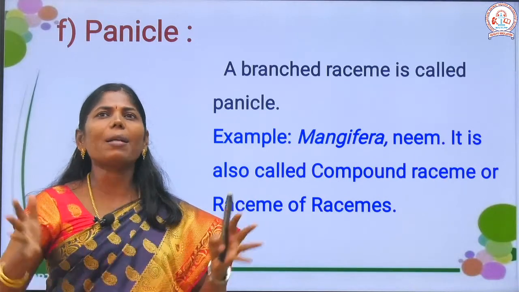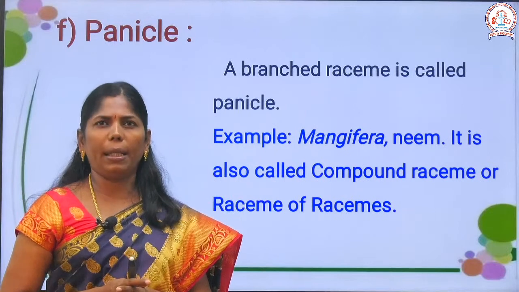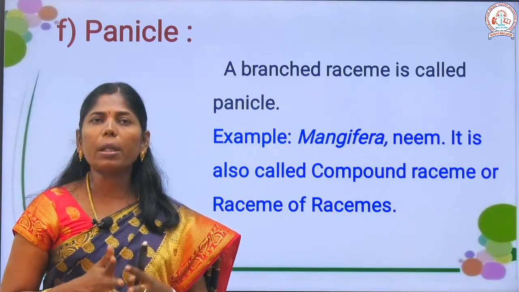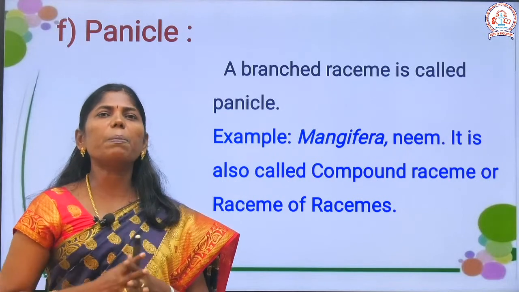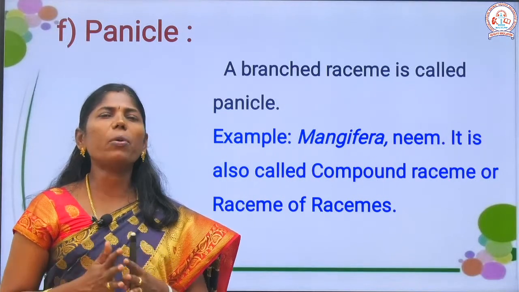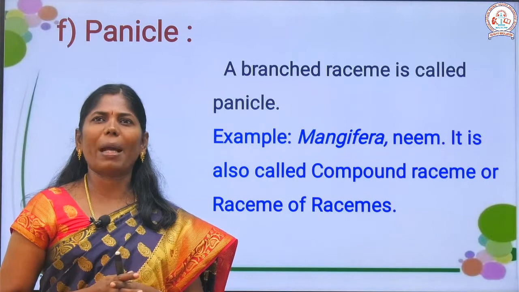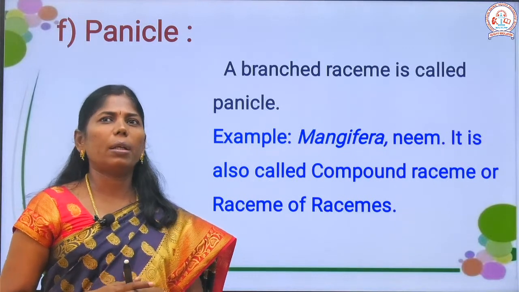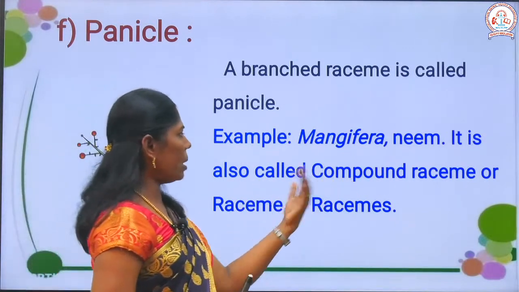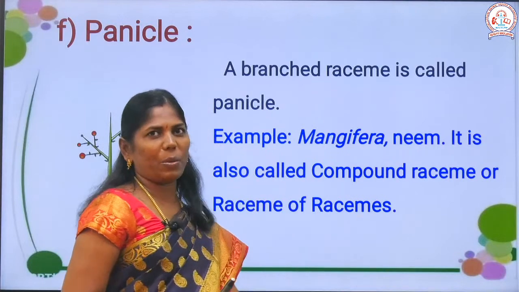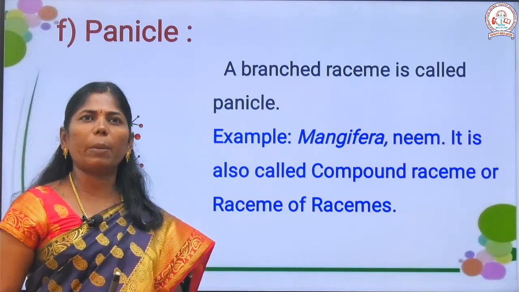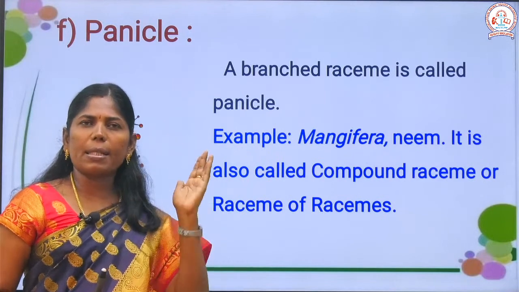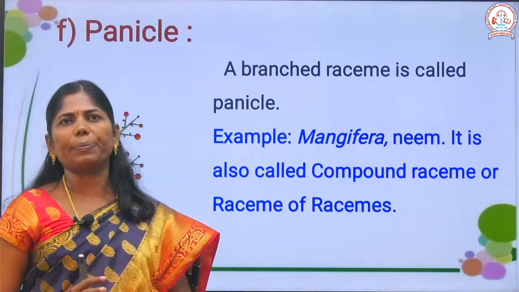அதே மாதிரி branches நிறைய இருந்துச்சுனா அதுக்கு பேரு panicle. ஓகேவா? That is called the compound raceme. Already explained the compound raceme when I taught the simple raceme, isn't it? So that is a compound raceme or panicle. Examples are Mangifera and neem. It is also called a compound raceme or raceme of racemes. Raceme மாதிரியே இருக்கக்கூடிய ஒரு raceme, raceme of racemes அப்படினு சொல்றோம். When we studied the racemes, we must compare the panicle.